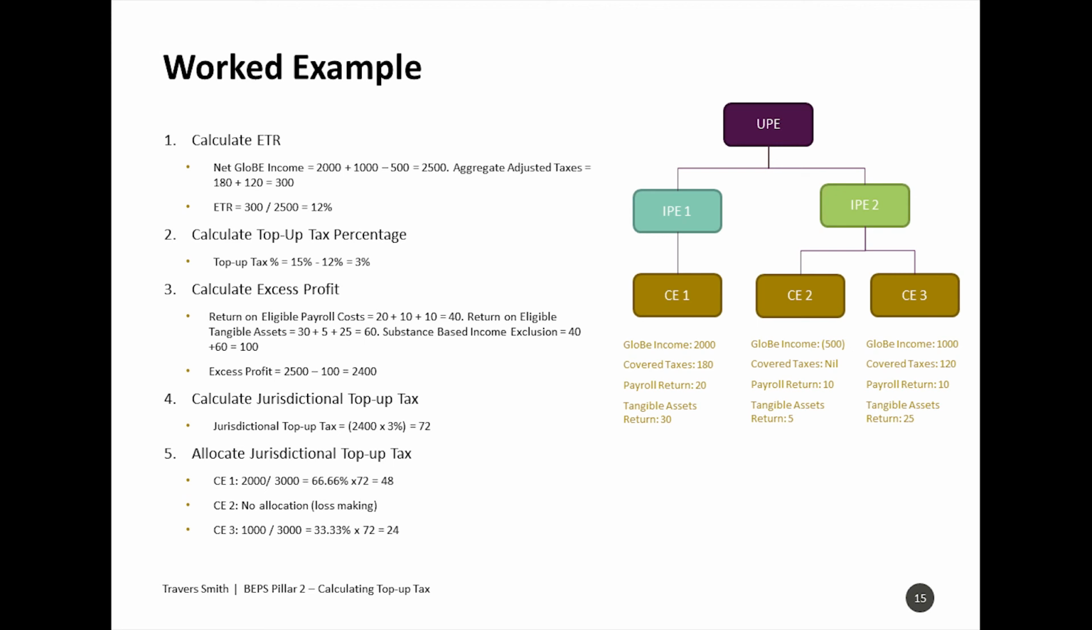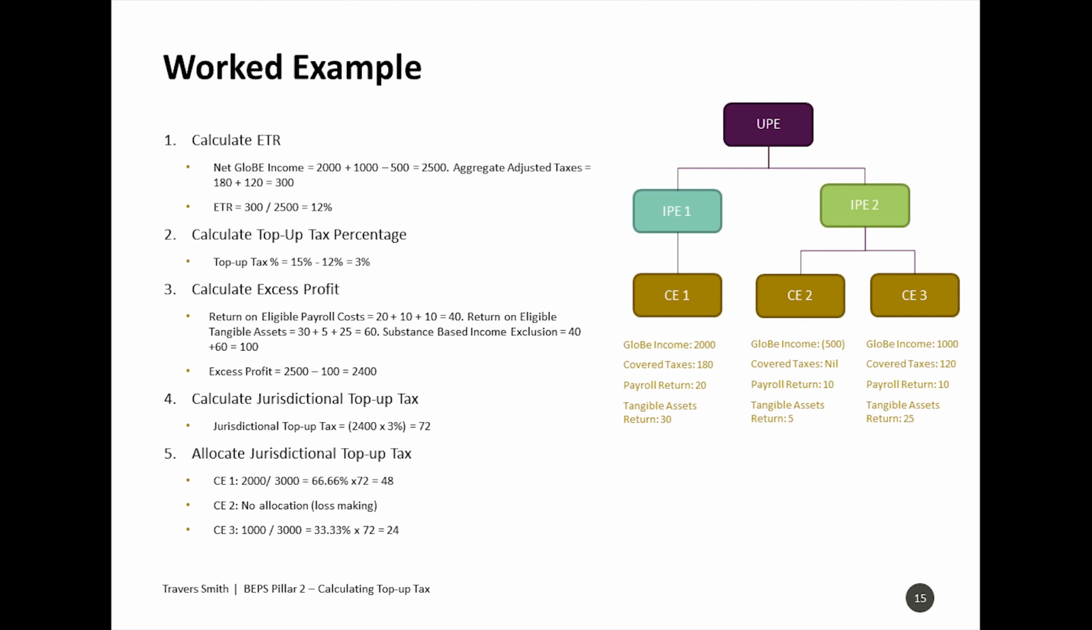Next step is to calculate the jurisdictional top-up tax. And this is the excess profit multiplied by the top-up tax percentage. You add additional current top-up tax to that, and you deduct domestic top-up tax from that figure. Now, we don't have any additional current top-up tax or any domestic top-up tax in this example, so we just multiply the excess profit of 2,400 by the top-up tax percentage of 3%, which gives you 72 jurisdictional top-up tax.